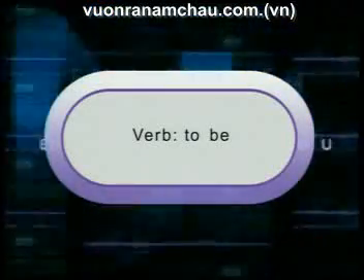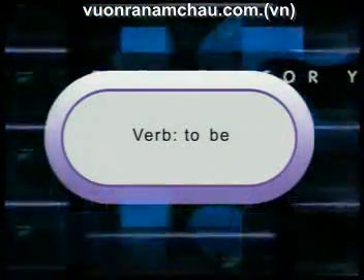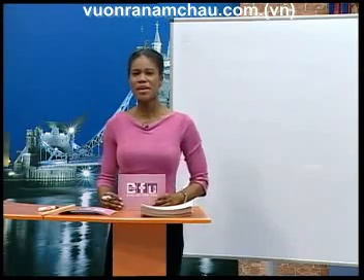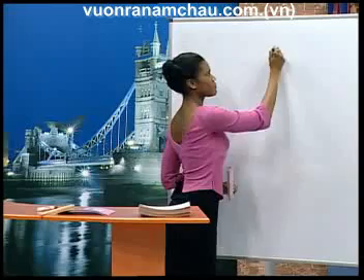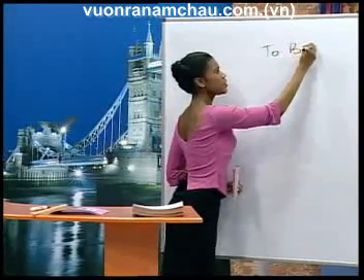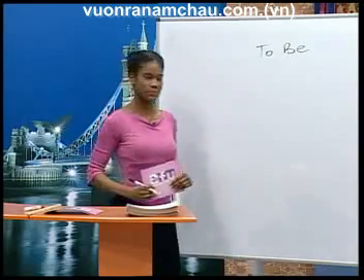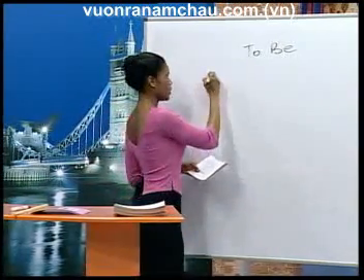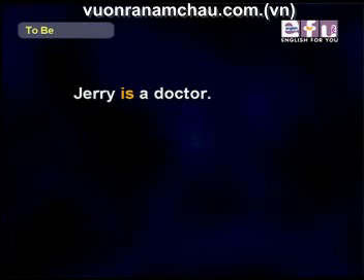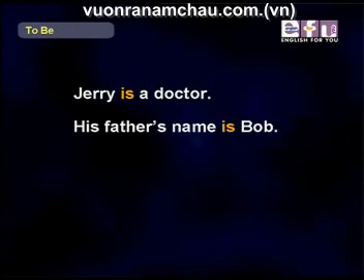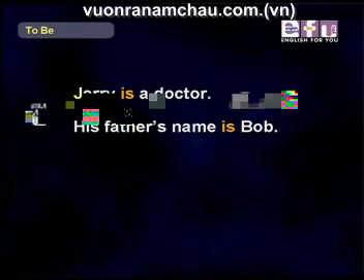Verb, to be. All right, let's begin our lesson with a review of the verb to be. We use the verb to be in sentences that give information. For example, we can say, Jerry is a doctor. His father's name is Bob.